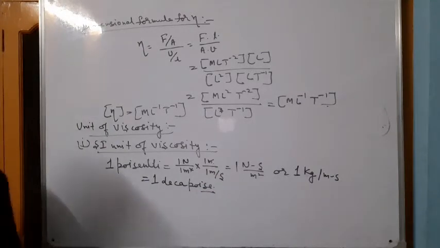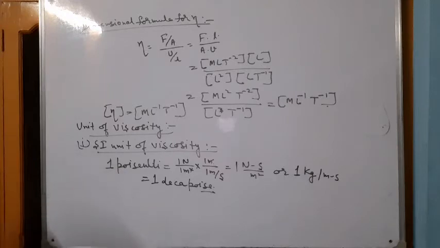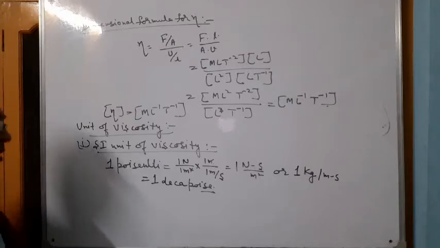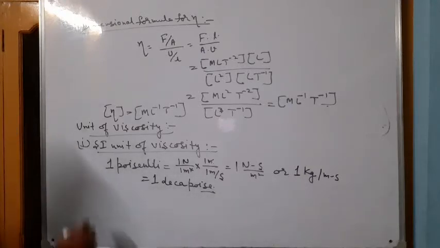So the coefficient of viscosity of a liquid is said to be 1 Poiseuille or 1 decapoise if a tangential force of 1 Newton per meter square of surface is required to maintain a relative velocity of 1 meter per second between the layers of the liquid which are 1 meter apart. Clear?